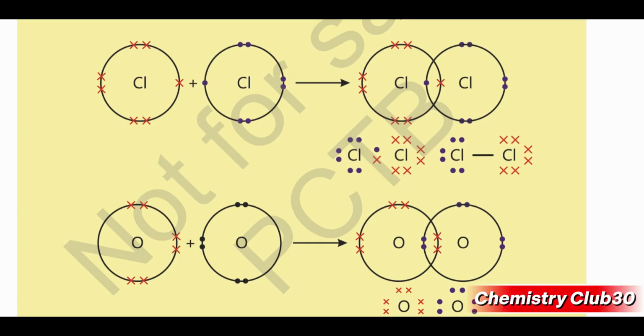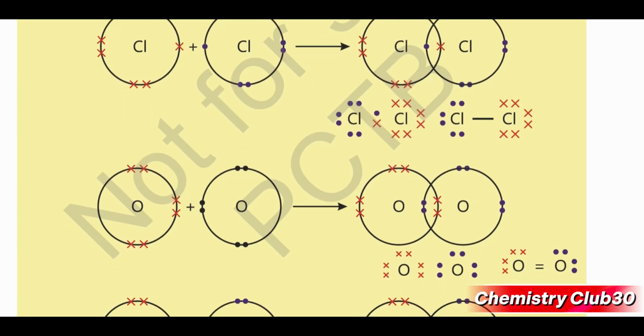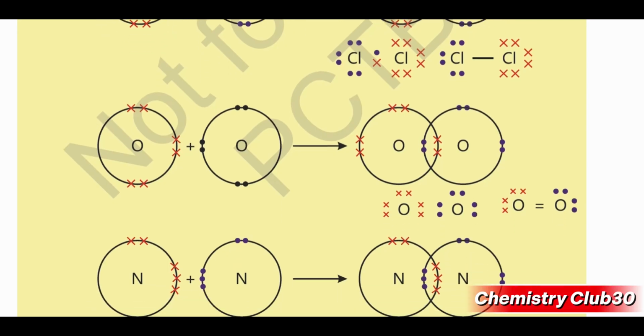Another example is of oxygen. Oxygen can form a double covalent bond because each oxygen atom will share two electrons. Again, the valence shell of oxygen is shown, in which it has 6 electrons. So it has to share two electrons to complete its octet with the other oxygen atom.